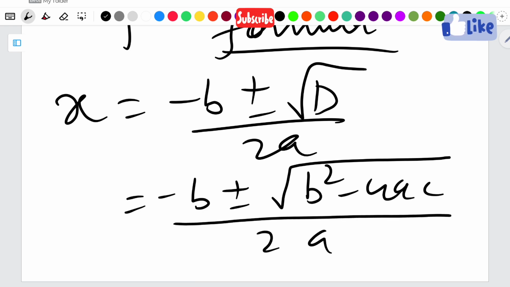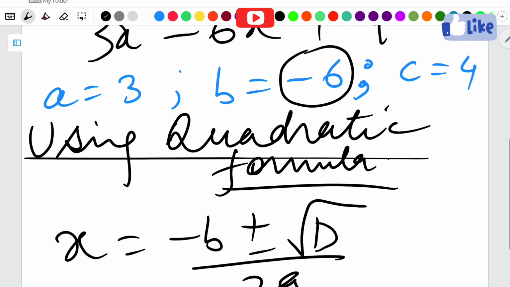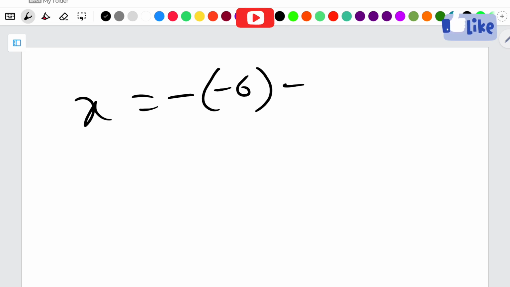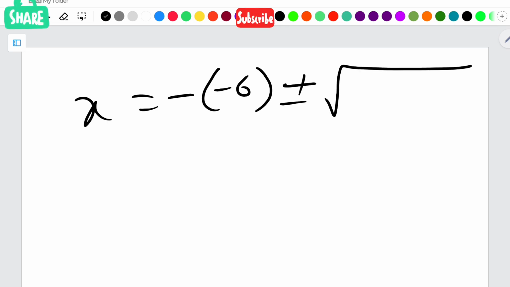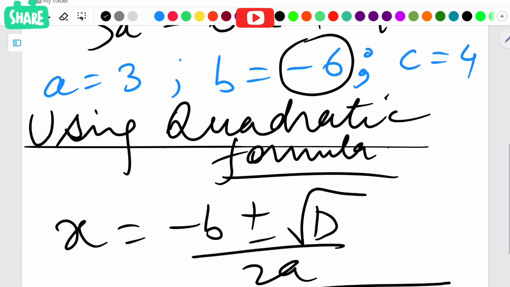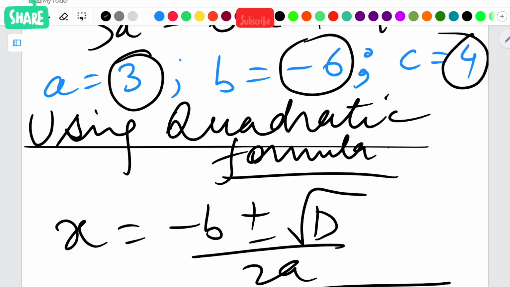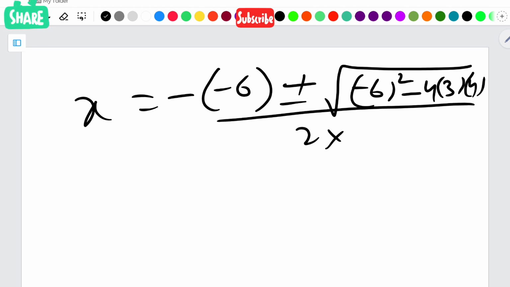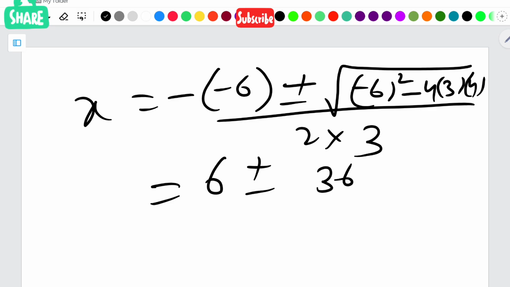Now simply by seeing the values of a, b, c and putting them here, you can find out the value of x. So minus b, that is minus times minus 6, plus minus root under d, that is b square, that is minus 6 square, minus 4 times a. A is 3 and c is 4. And 2 times a, that is 3. So 6 plus minus, that is 36.